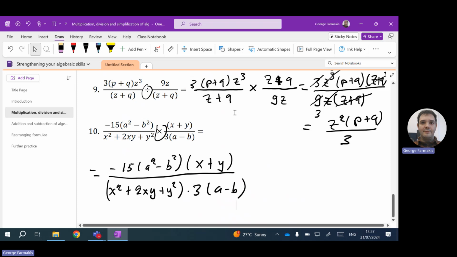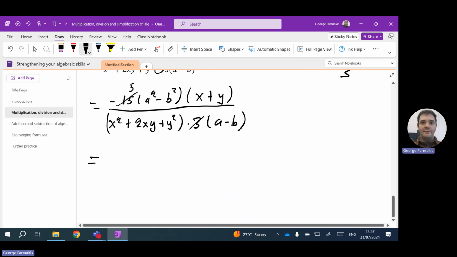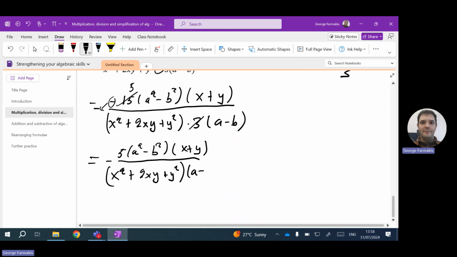Okay, so first of all, we can simplify 15 with a 3. Okay, so 3 to 15 goes 5 times. So let's rewrite the result. So this is equal to minus, okay, the minus can go in front of the fraction, minus 5a minus b to the square x plus y. And then we have x to the square plus 2xy plus y to the square times a minus b.